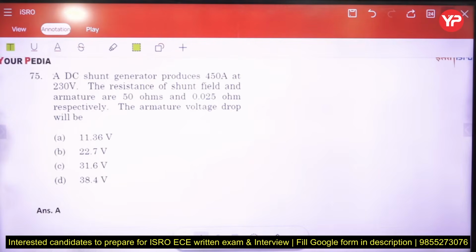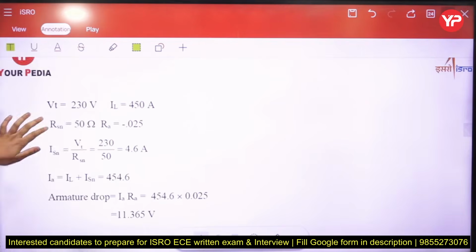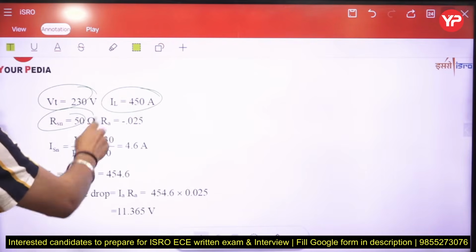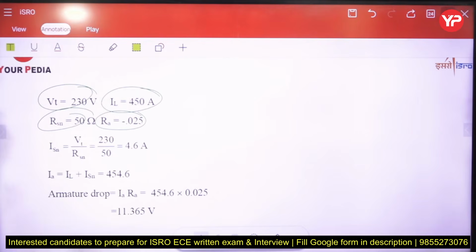Next question. A DC shunt generator produces 450 ampere at 230 volt. The resistance of shunt field and armature is 50 ohm and 0.025 ohm respectively. The armature voltage drop will be? So whenever we are calculating, VT is given to you, load current is given to you, shunt resistance and RA, all the values are given to you. So first what we have to calculate is the shunt current, that will be ISH.